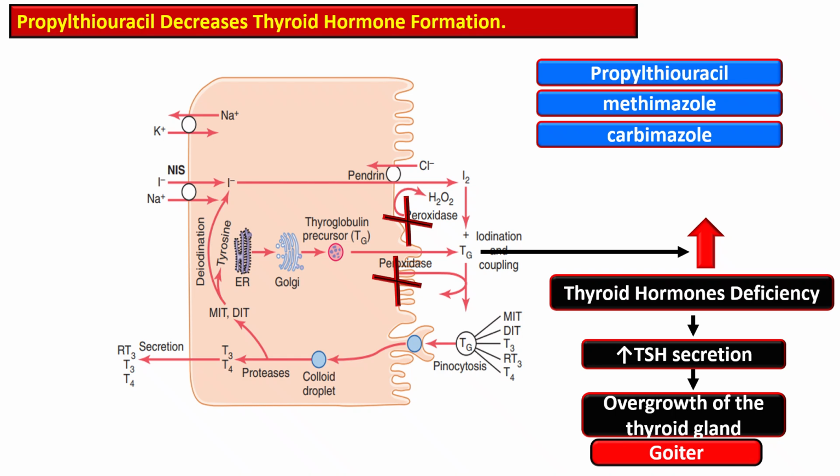So propylthiouracil, carbimazole, and methimazole block the hormone synthesis, not the protein thyroglobulin synthesis. So there is no iodination and no coupling of the hormone, and the feedback loop is activated. So increased TSH levels continuously affect the thyroid gland, so goiter or an enlarged thyroid gland is developed.